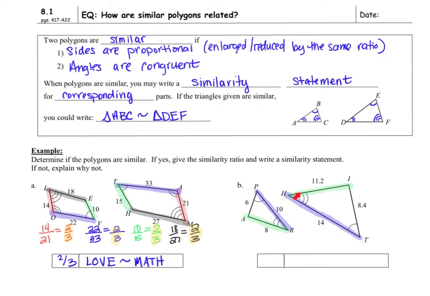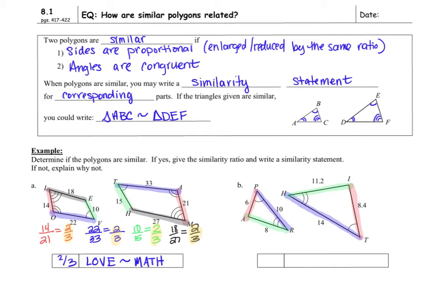I'm going to start at the angle that has the 2 marks and go towards the angle that doesn't have any marks. So I know that these two are going to be corresponding, leaving me with PA corresponding to TI. To figure out if these two are similar, we need to write some ratios. I'm going to start with the red side.